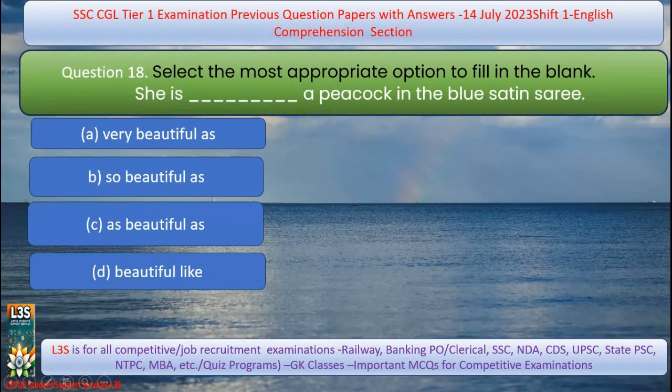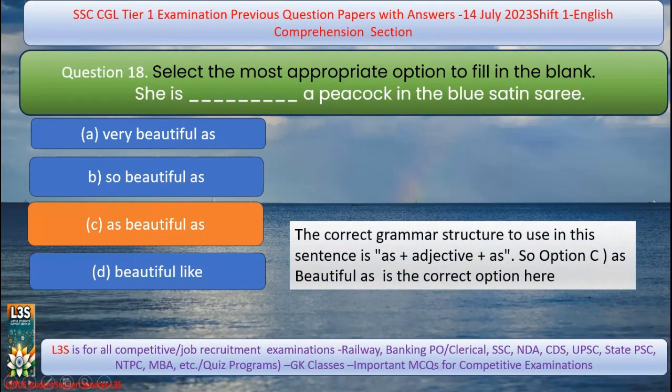Select the most appropriate option to fill in the blank. C is dash a peacock in the blue satin saree. So which word will perfectly fit here? This is option C, as beautiful as. She is as beautiful as a peacock in the blue satin saree. The correct grammar used is as plus adjective plus as. Option C is the correct option here.